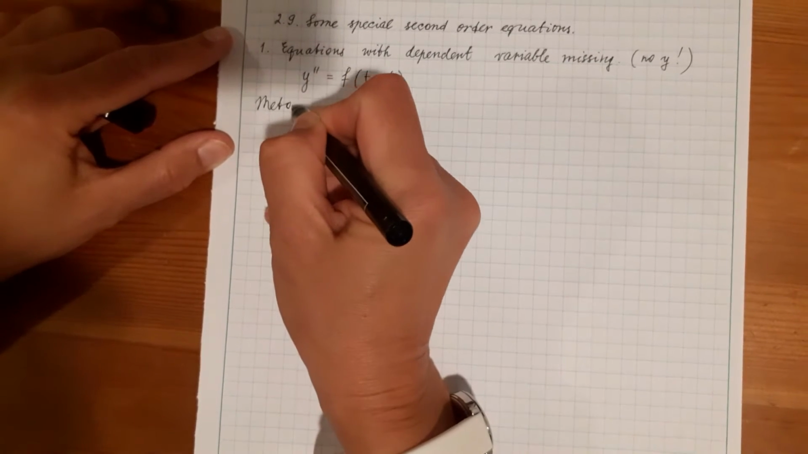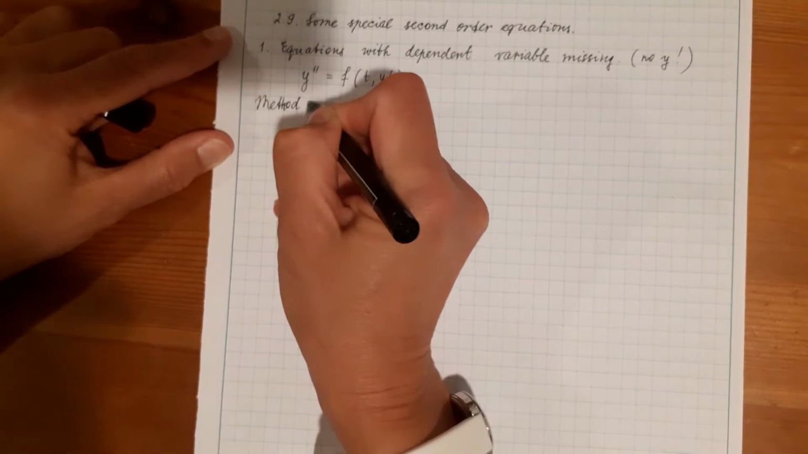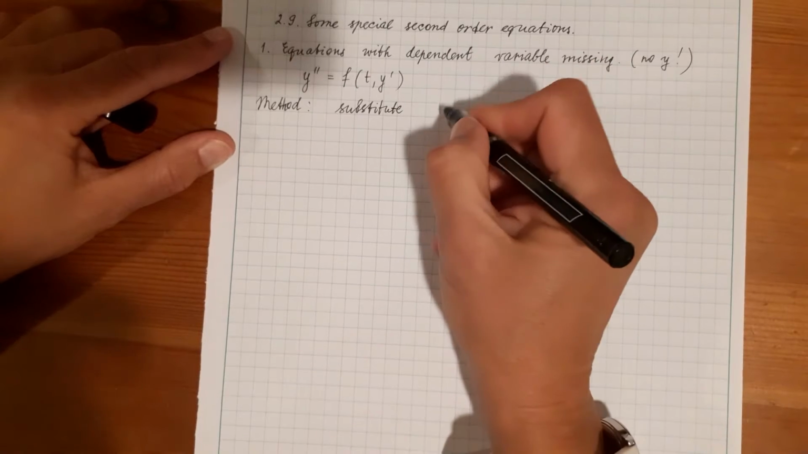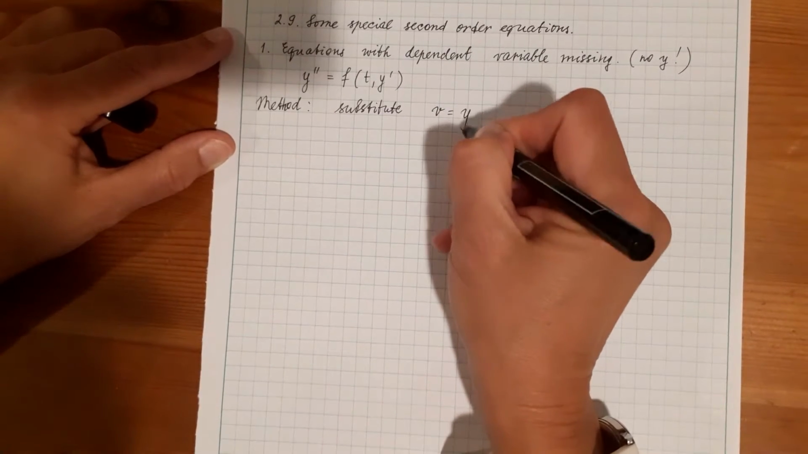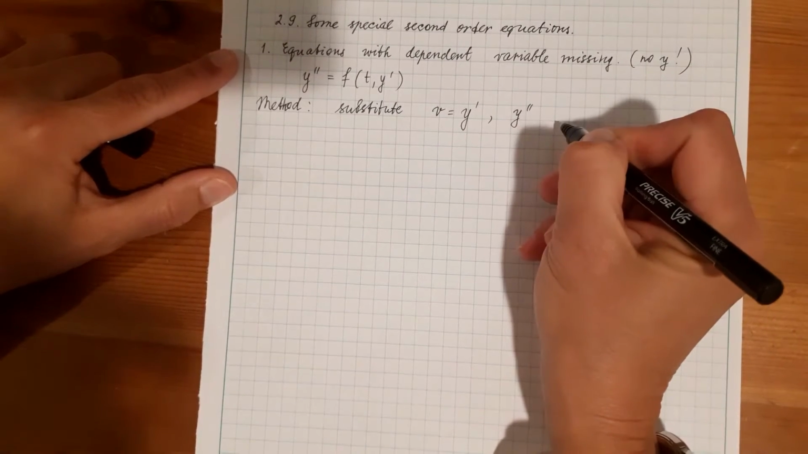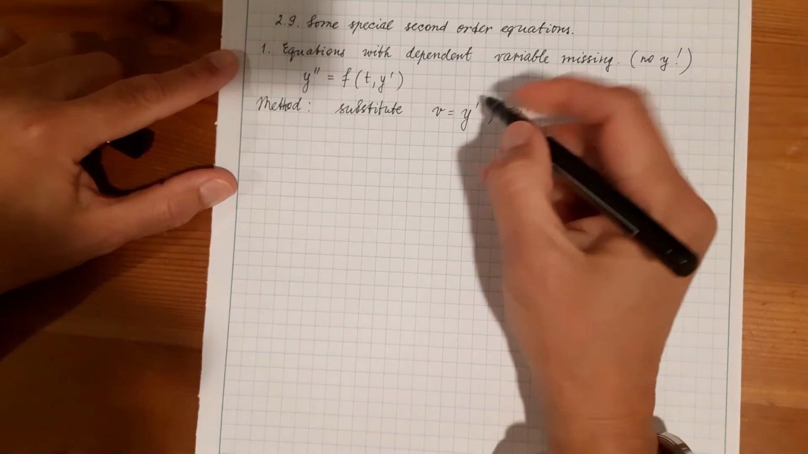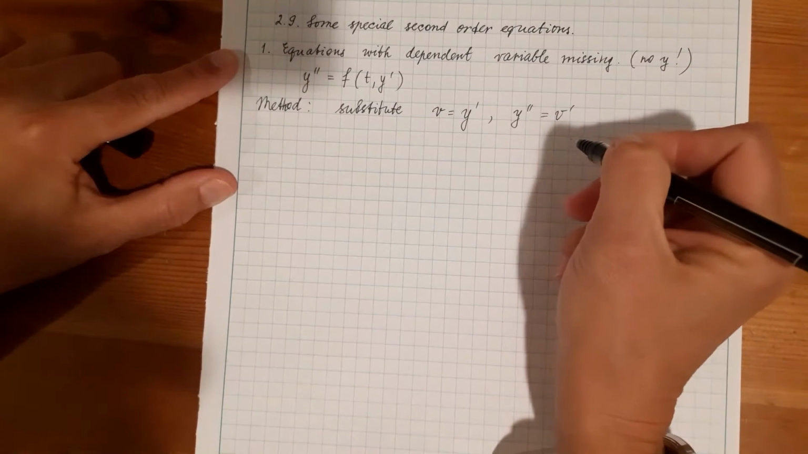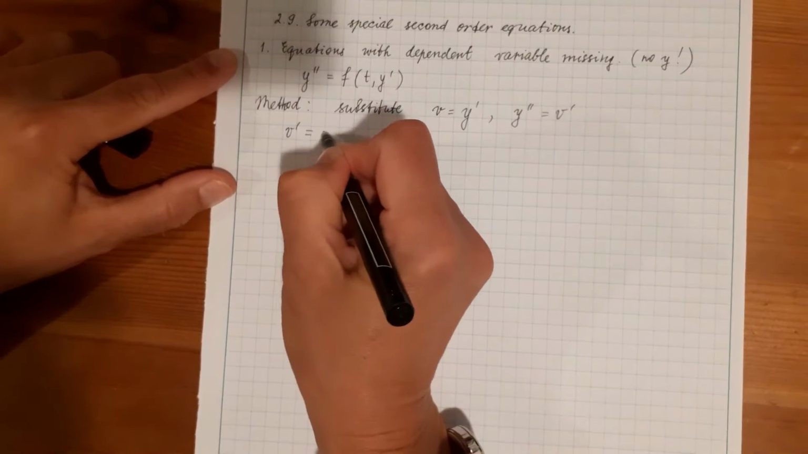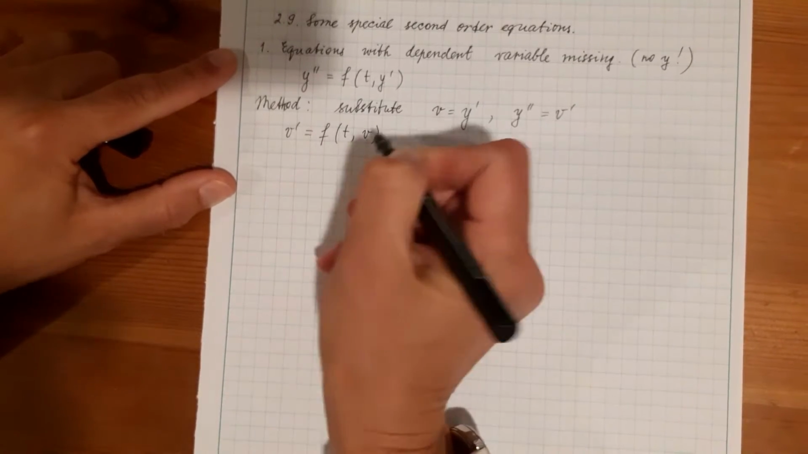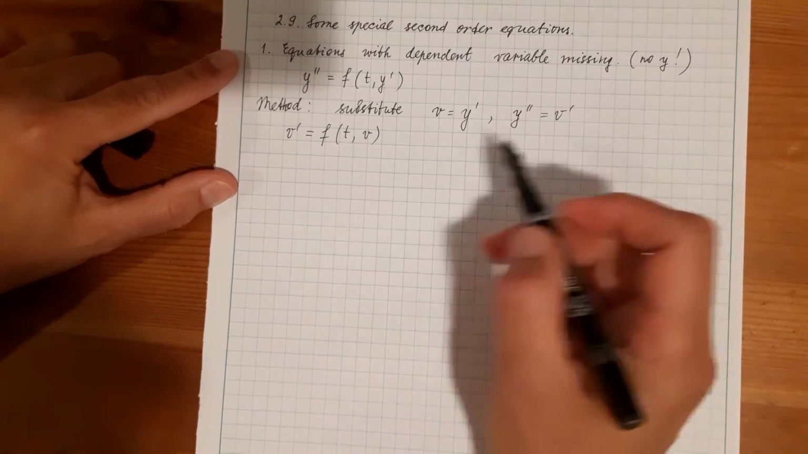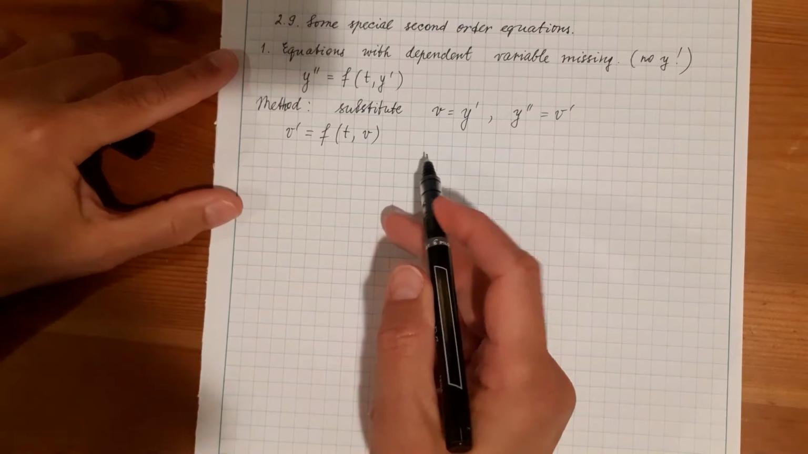Method. Substitute v equals y prime. Well, what is going to happen to y double prime then? We just differentiate this expression and we get v prime equals y double prime. And our equation is going to look like this: instead of the second derivative, we are going to have the first derivative of v, and the function is going to be of t and v. The only little advice: do not forget that you are doing a substitution and go back to y. Otherwise, it's going to become an equation of first order, which we probably will be able to solve very easily.